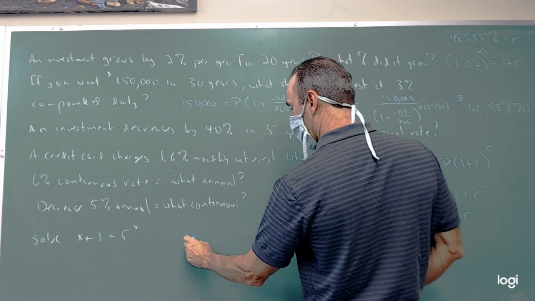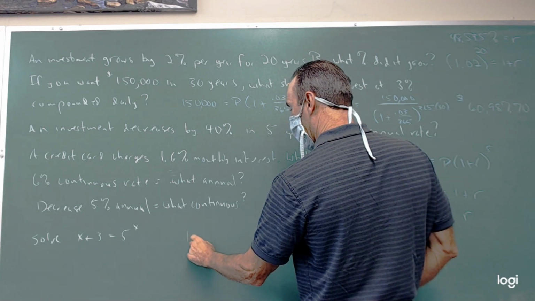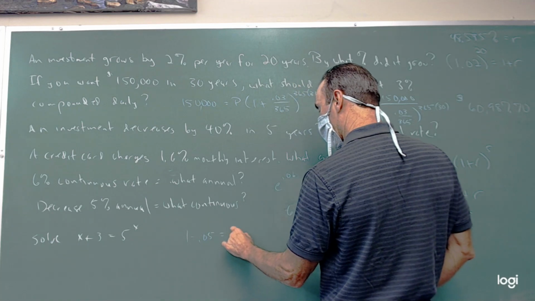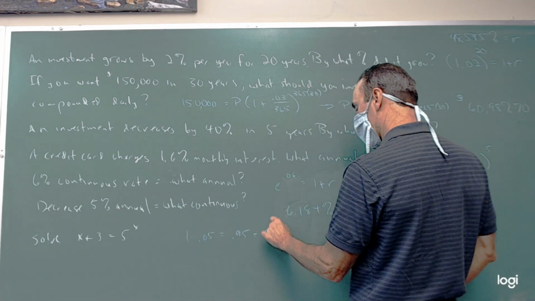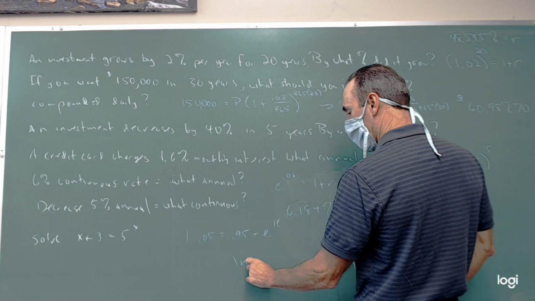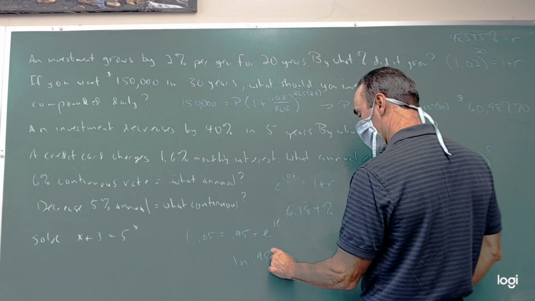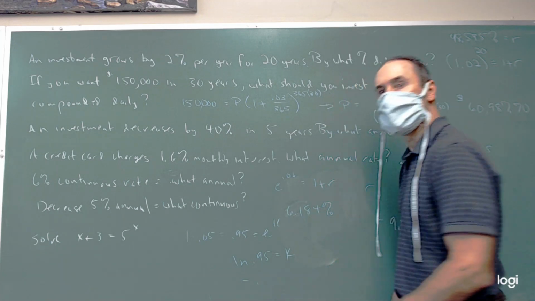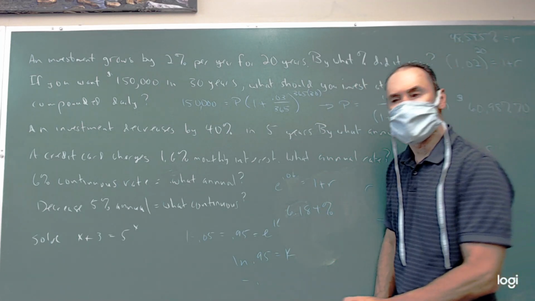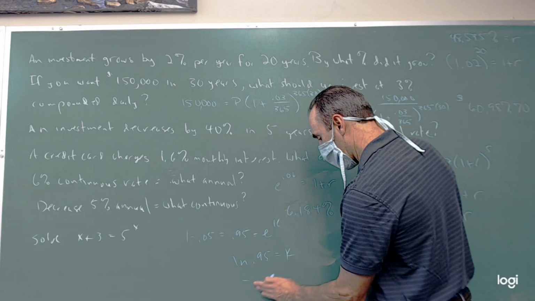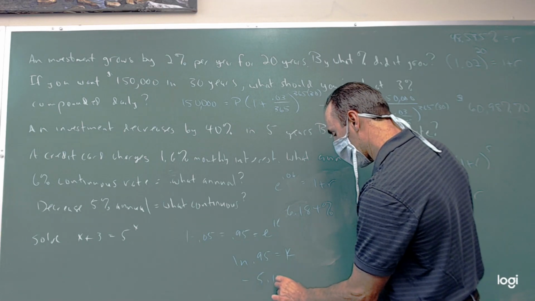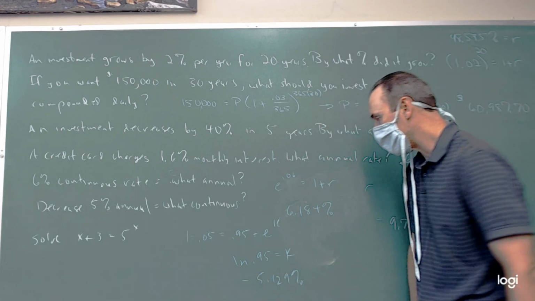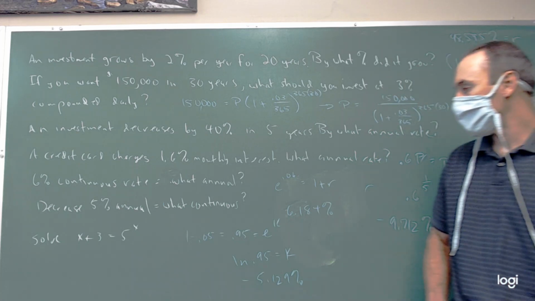So annual is going to be, so we go 1 minus the 0.05, which is 0.95, and we set that equal to e to the k. And so we're going to take the natural log of that, and that was our negative, what did you say, 5.129? So negative 5.129%, or decreasing by 5.129%.